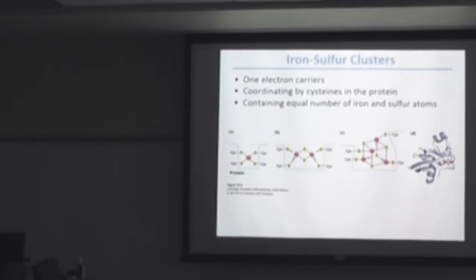More 1 electron carriers include these iron-sulfur clusters. And they're coordinated by cysteines in the protein. You have the iron. And again, it's iron, so it's only going to be able to switch between plus 2 and plus 3. So you get transfer of 1 electron between these iron-sulfur clusters.